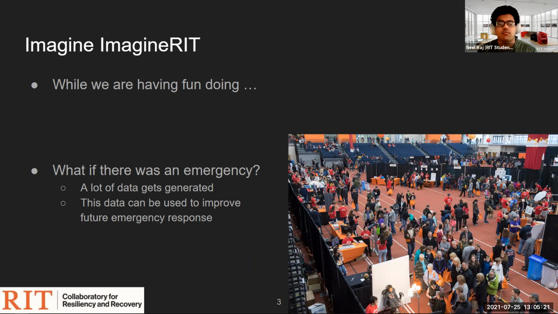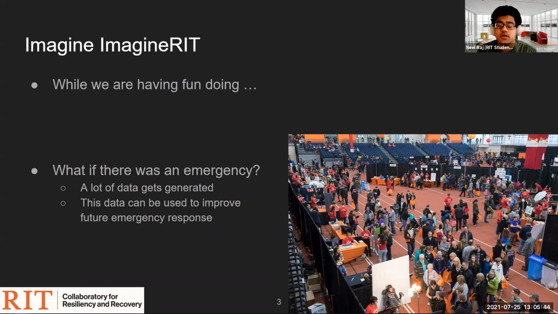While we're having fun doing all these activities, visiting exhibits, eating food, what if there was an emergency? What if there was? But relax, emergency managers are thinking about this both at the facility level, like Imagine RIT, and at the community level. But think about it especially in terms of what we've recently lived through.